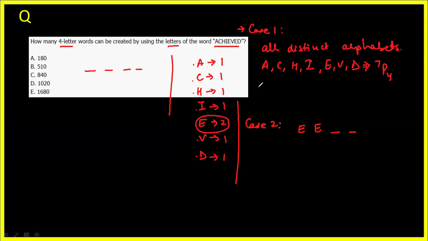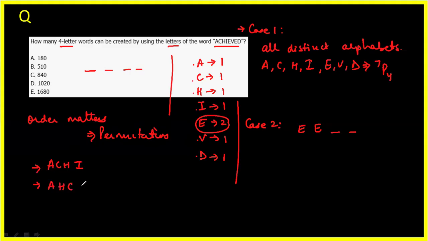Why permutation? Because you know that order matters here, and whenever order matters, it's a question on permutation. Why? Because let's say ACHI is a word. Similarly, AHCI will be a different word. So same alphabets, but ACHI is different from AHCI. That means it's a question on permutation. Out of 7 distinct alphabets, we require 4, in how many ways? That will be 7P4, right? We can calculate this later.